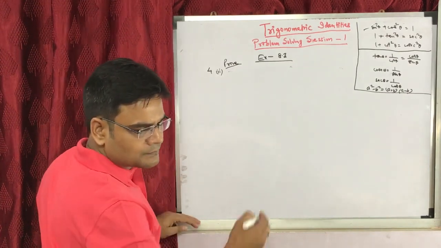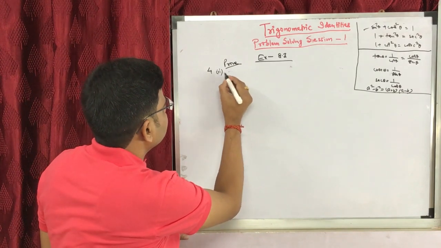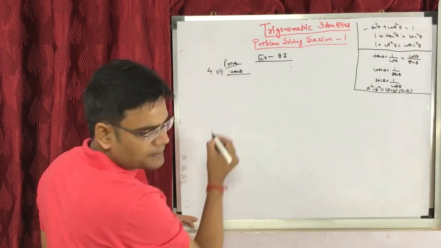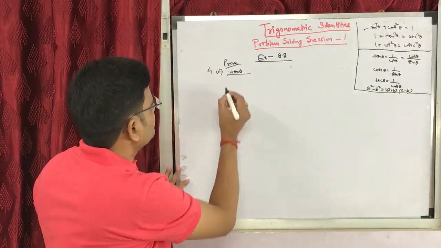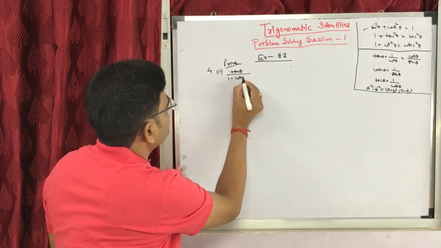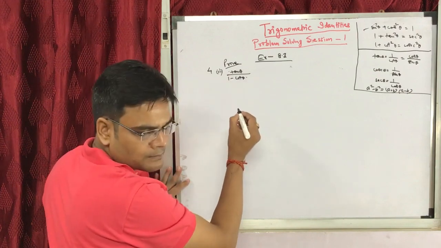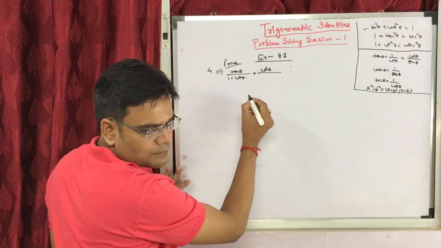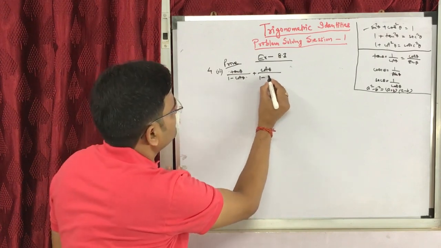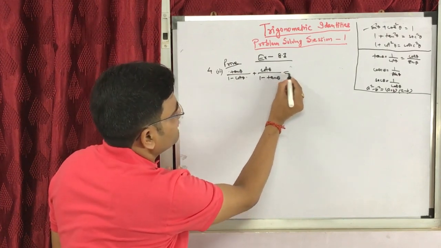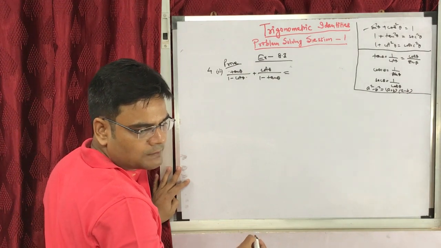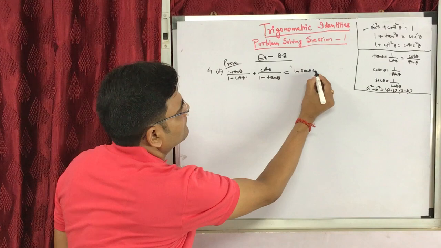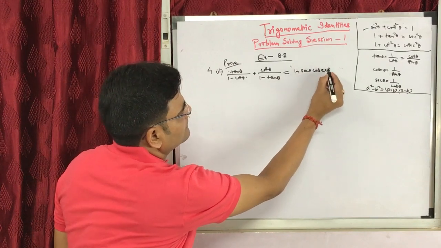Third is tan theta by 1 minus cot theta plus cot theta by 1 minus tan theta equals to 1 plus sec theta cosec theta.